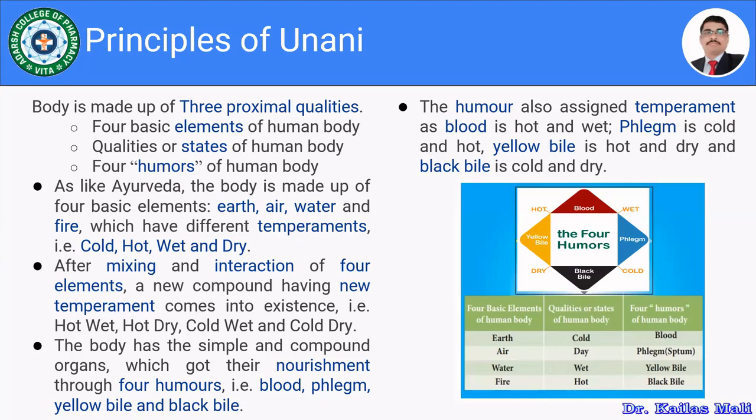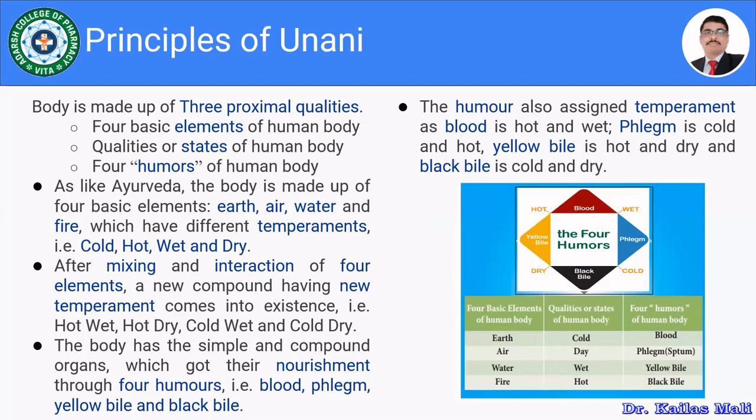As in Ayurveda, the body is made up of the four basic elements, that is earth, air, water, and fire, which have different temperaments. There are four temperaments that are considered, that is cold, hot, wet, and dry. So these are the four temperaments.